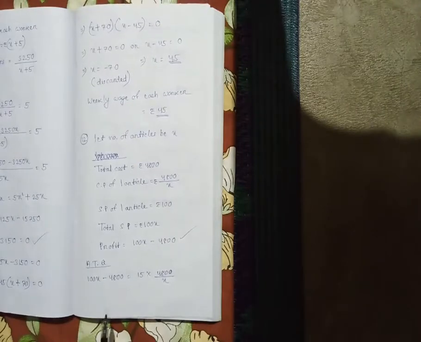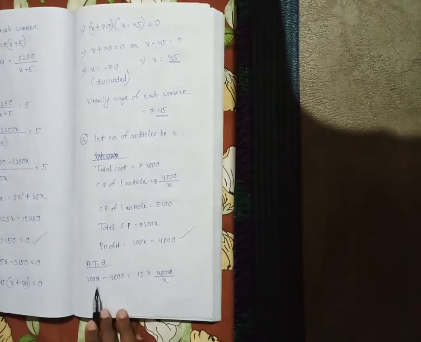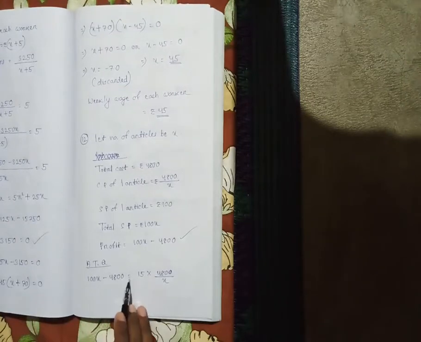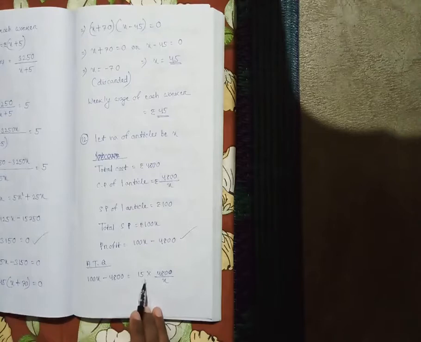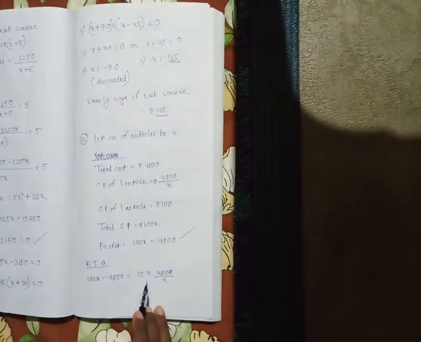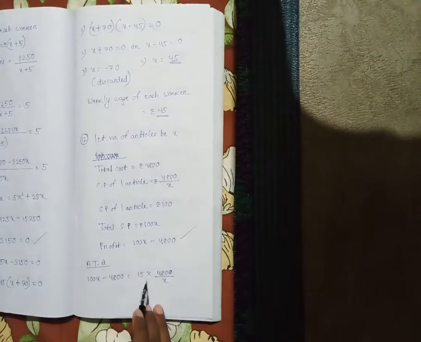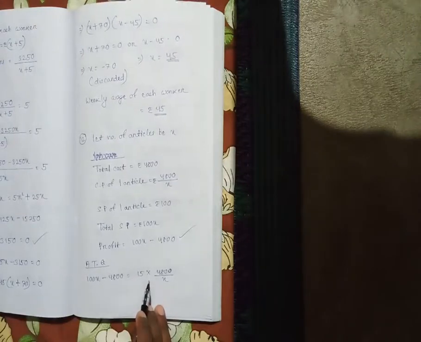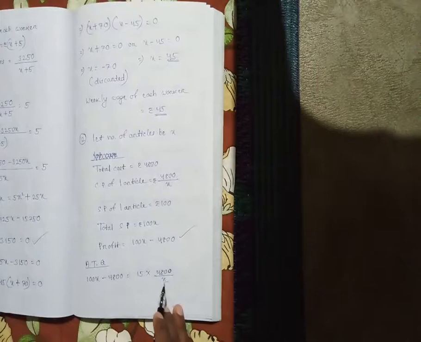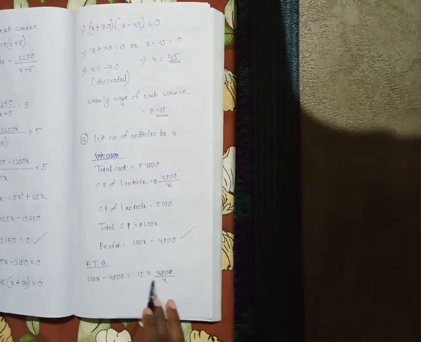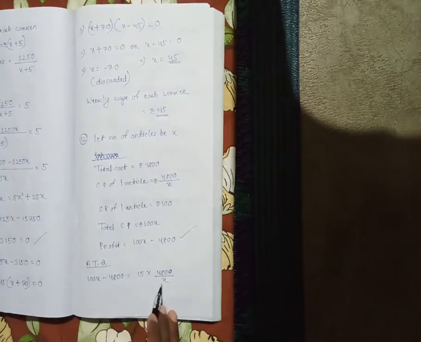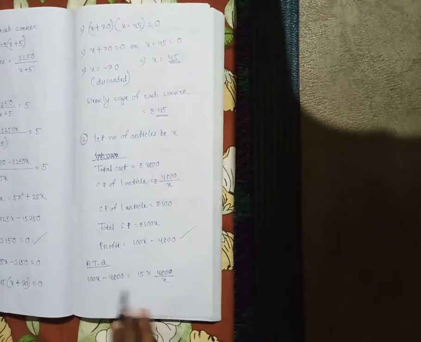Now according to the question, profit is equal to, means 100x minus 4800 is equal to 15 times the cost of one article. Profit is equal to cost price of 15 articles. What is the cost price of one article? 4800 by x. So what will be the cost price of 15 articles? 15 into 4800 by x. So this profit is equal to this profit, same. So I have equated.